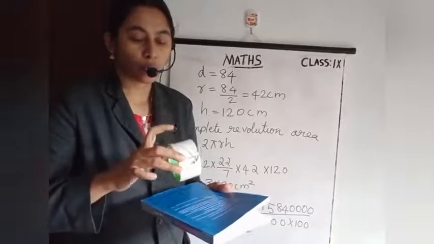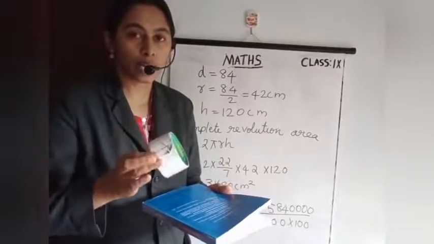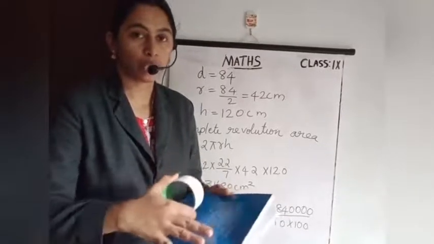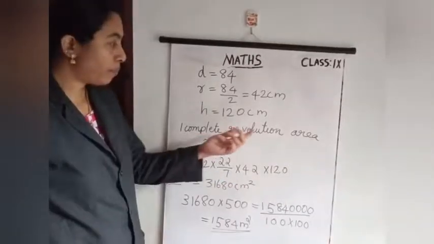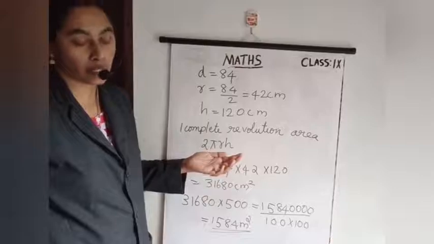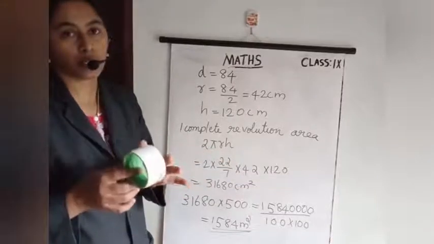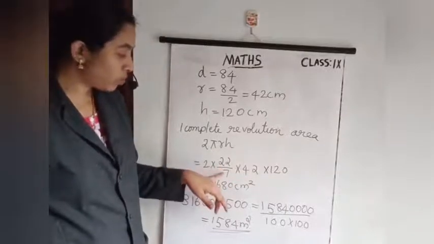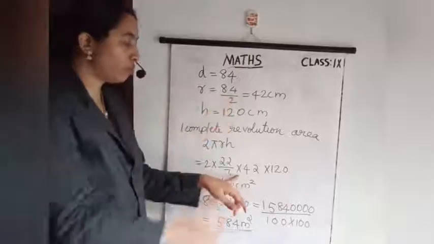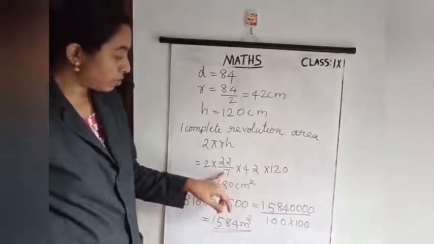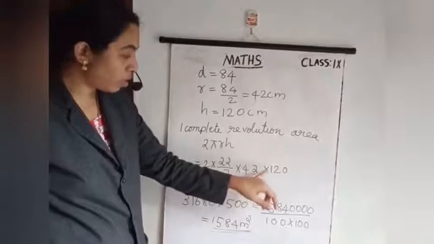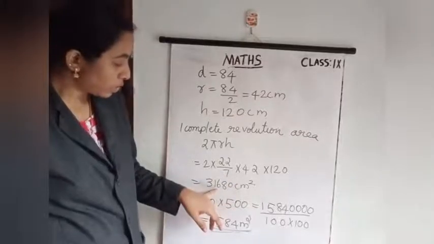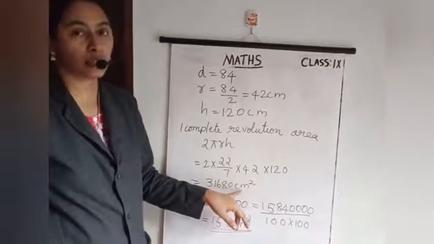So roller's curved surface area into 500, we get the total area of this land. So one complete revolution area is 2 pi rh, that means this curved surface area. So 2 pi rh, substitute the values. 2 into 22 by 7 into r 42 into 120. Now multiply these all, we get multiply and division. So simplify this, we get 31,680 centimeter square.